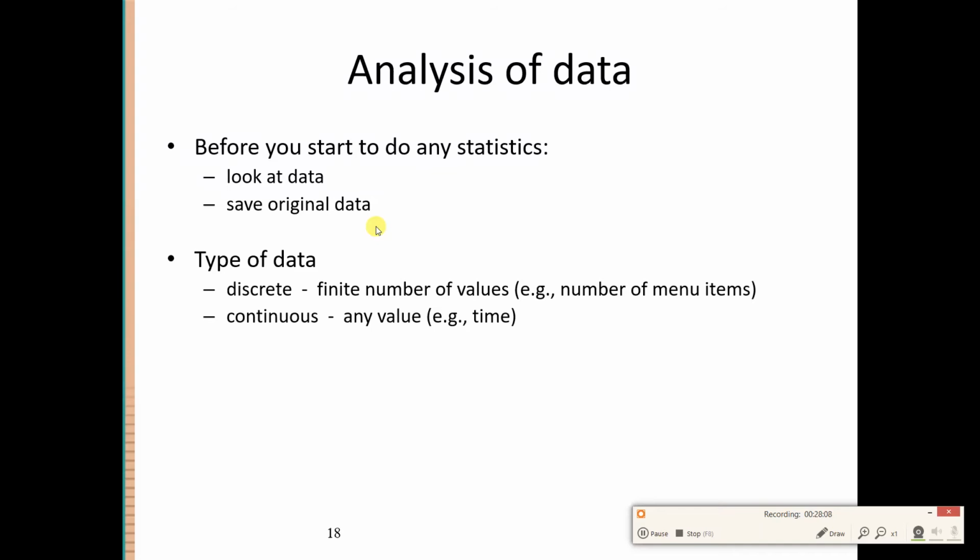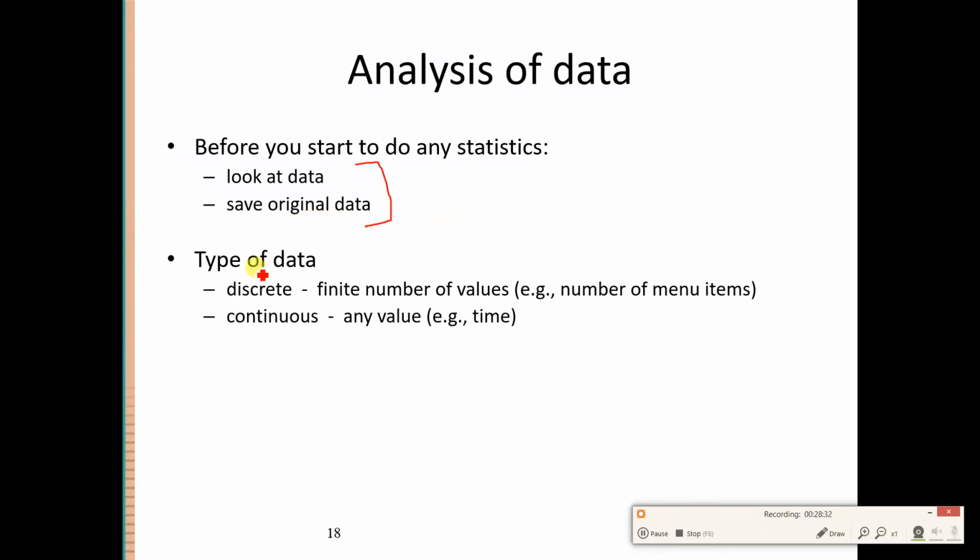The next thing is the analysis of the data in case of the experiments. Before you start to do any statistics, look at the data and save the original data. Many times it happens that your experiment can modify the data. So you should look at your data carefully, and you should keep a backup of the original data. It should not be distorted or modified, so later on you can use it again.